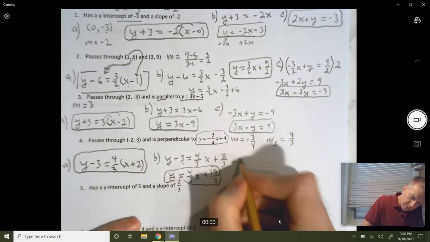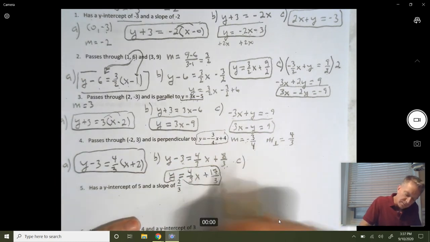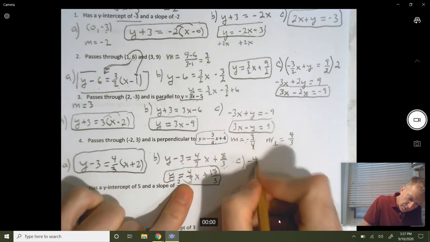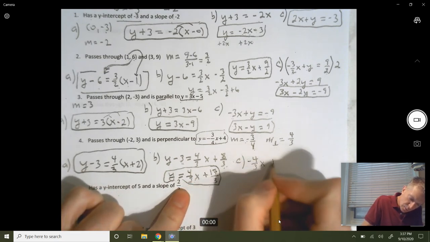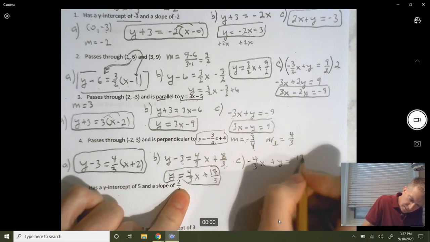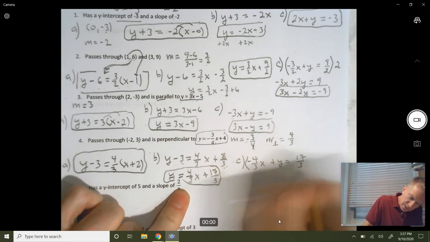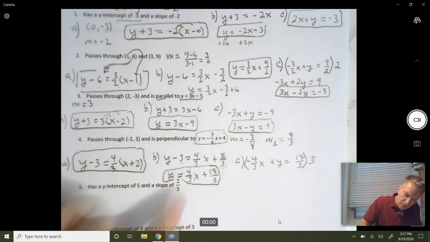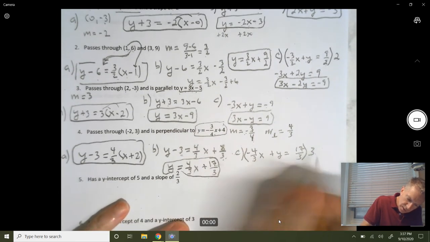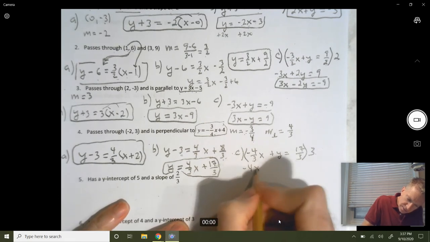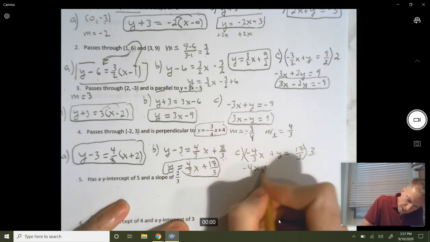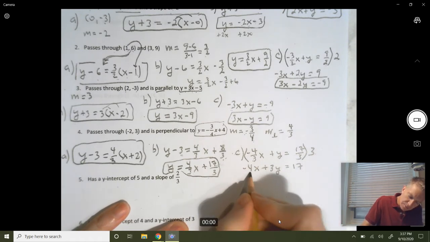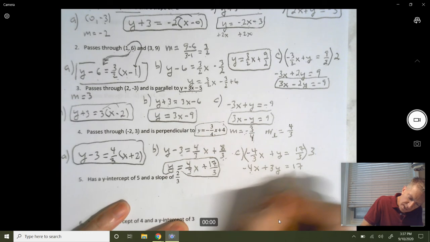Okay, and part C, we want to get everything on the same side of the equation first. So I've got -4/3 x plus y equals 17/3. We don't want any fractions, so multiplying that through by 3 will knock out all our fractions. Those cancel. -4x plus 3y equals 17. Now I want that to be positive, so I'll multiply both sides by -1.